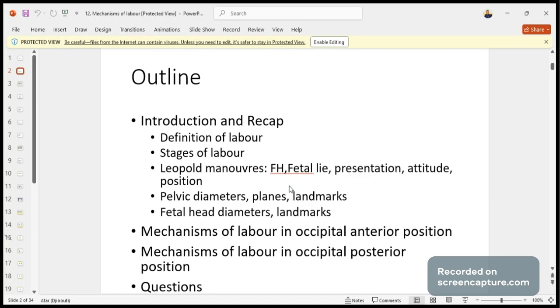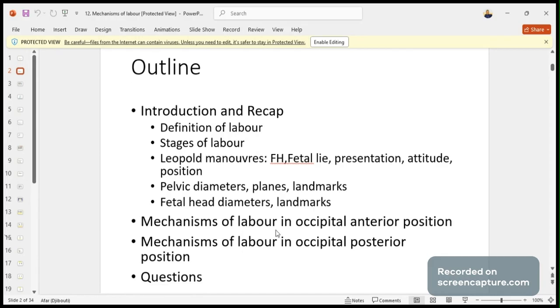The pelvic has got a passage. So when you talk about pelvic diameter, we're going to talk about the angle and the distance or the space between the pelvic, from inlet to outlet. So we want to check on the fetal head diameters and the landmarks, mechanism of labor in occipital anterior position, and as well mechanism of labor in occipital posterior position. So mechanism of labor in occipital anterior position and mechanism of labor in occipital posterior position.